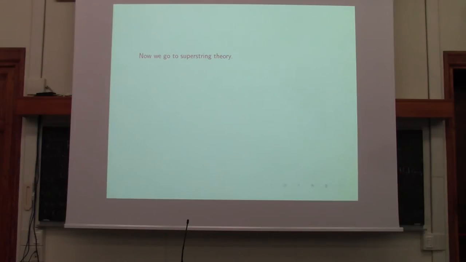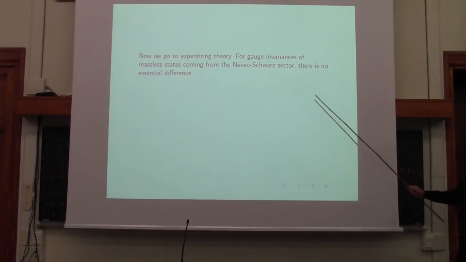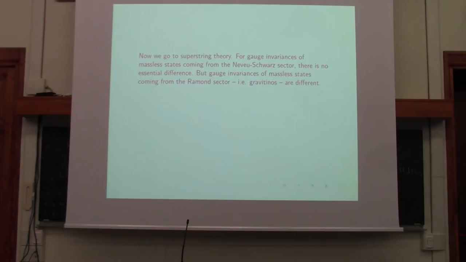Now we go to superstring theory. In superstring theory, we've got bosons from the Neveu-Schwarz sector and fermions from the Ramond sector. Maybe my talk should have come after the next one on the history of string theory. For gauge invariances of massless states from the Neveu-Schwarz sector, there's no essential difference. But gauge invariances of massless states from the Ramond sector are different.